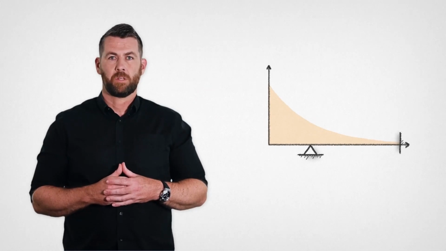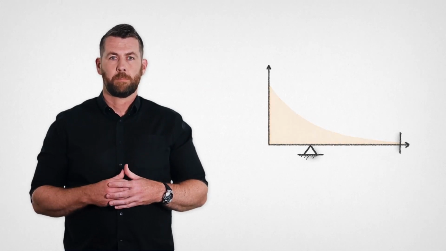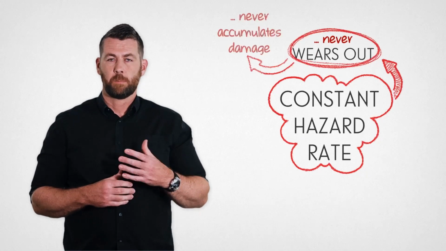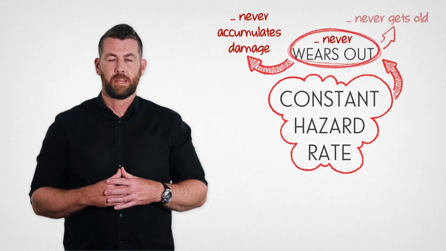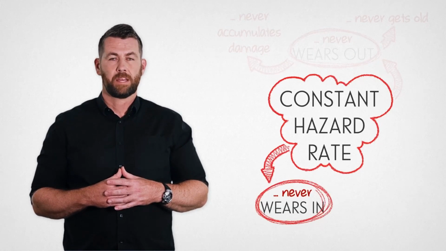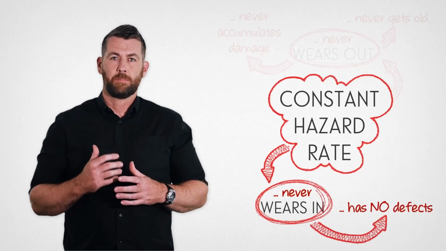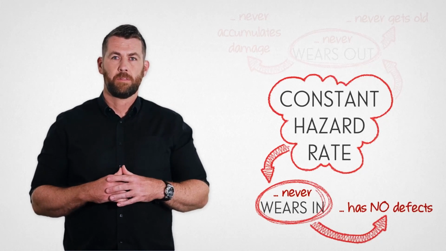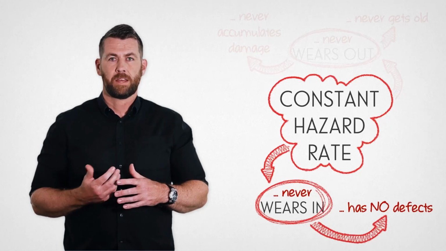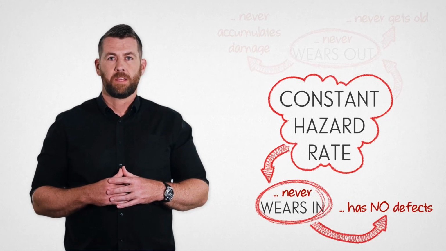So this shape describes the time to failure of something with a constant hazard rate, which means this thing never wears out, accumulates damage, or gets old. It also never wears in, meaning it has no defects, problems, or software bugs that cause early failure. The only type of failure this thing experiences is external and catastrophic failure like the ones we've just described.